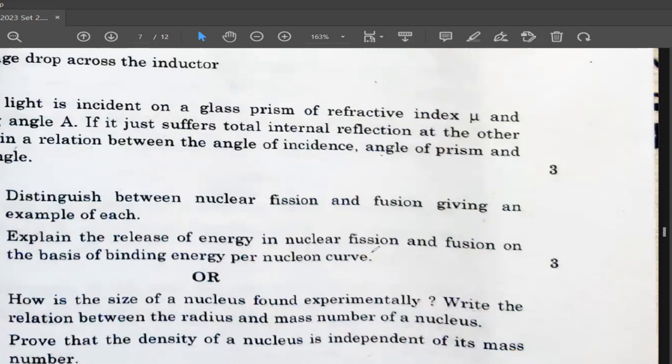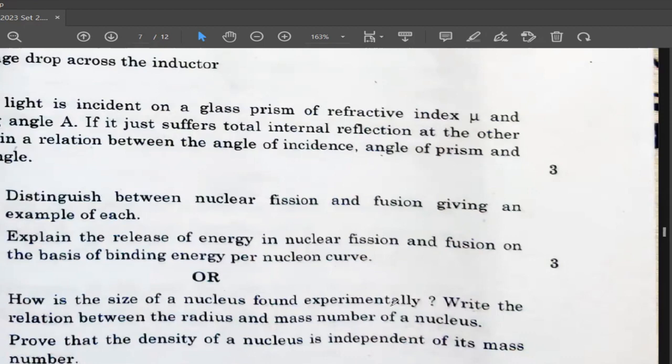Okay, next is explain the release of energy in nuclear fission and fusion on the basis of the binding energy per nucleon curve. The binding energy per nucleon of the products is greater than that of the reactants. Next is how is the size of the nucleus found experimentally? By the method of scattering.